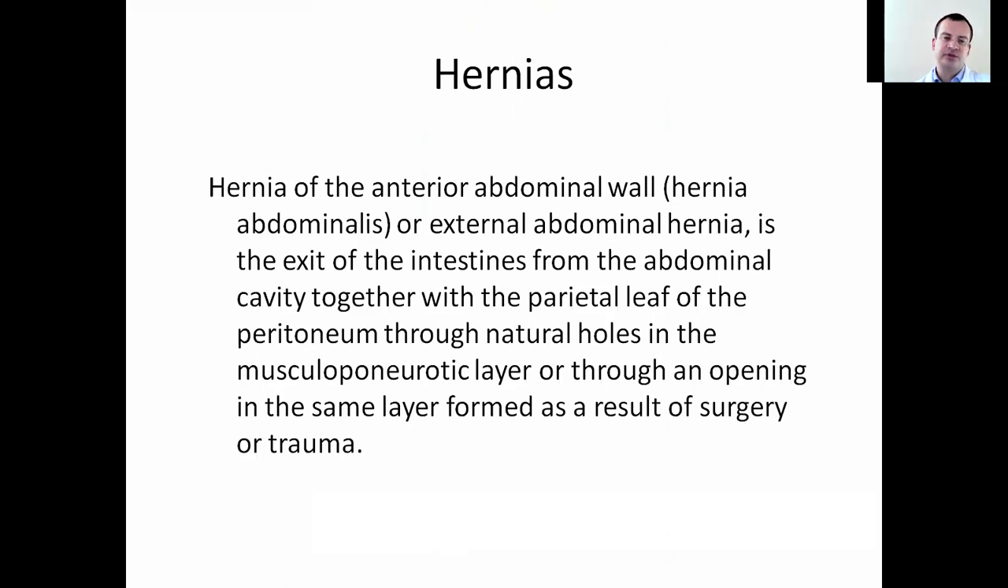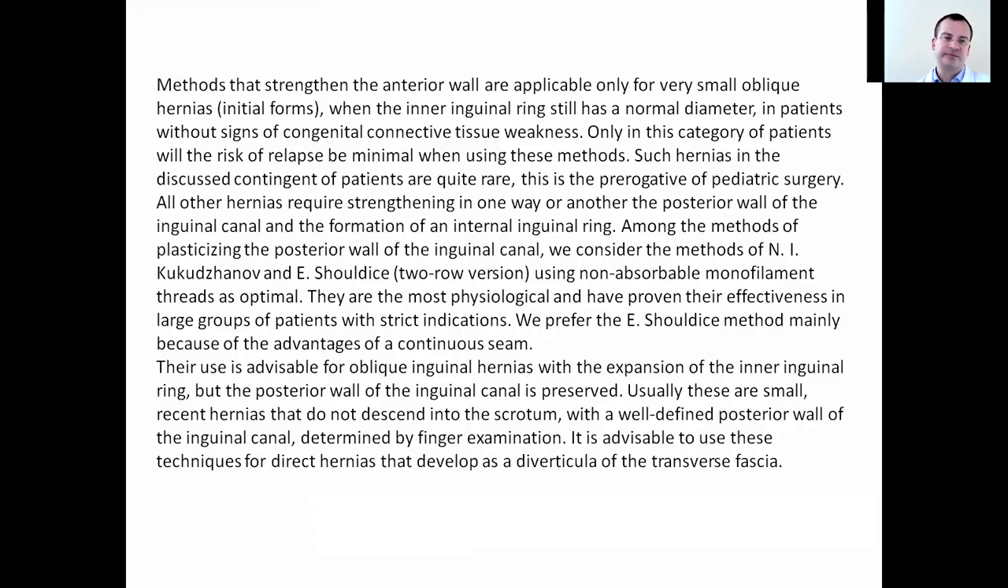A hernia of the anterior abdominal wall, or external abdominal hernia, is the exit of the intestine from the abdominal cavity together with the parietal layer of the peritoneum through natural holes in the muscle aponeurotic layer or through an opening in the same layer formed as a result of surgery or trauma.